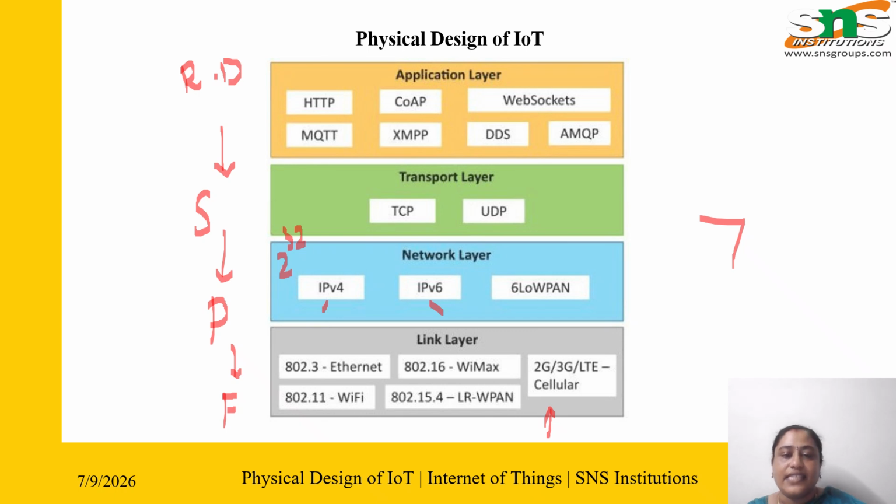The next layer is the transport layer. In the transport layer, you have two protocols, namely TCP and UDP. You know what TCP is: TCP is a connection oriented service, and UDP is a connectionless service. The next layer is the application layer. In the application layer, you have protocols like HTTP, CoAP, WebSockets, MQTT, DDS, and AMQP. All these protocols are available in the application layer.